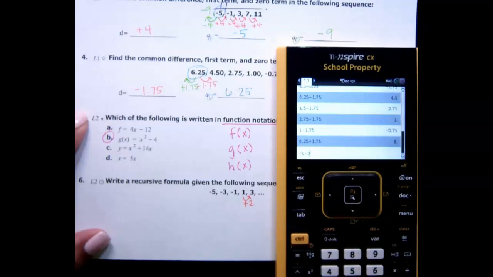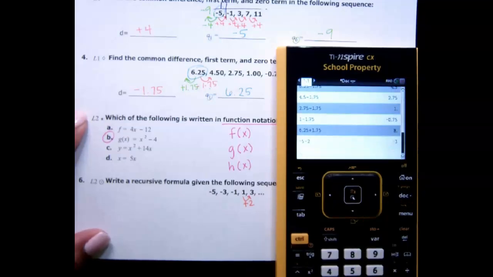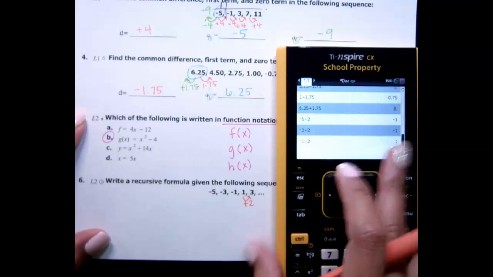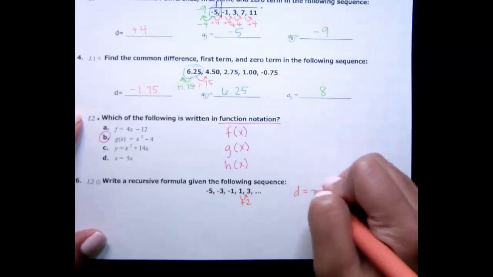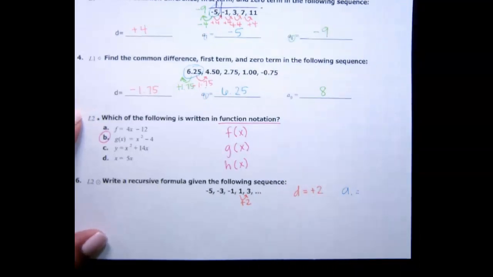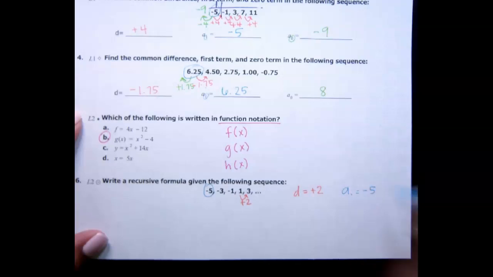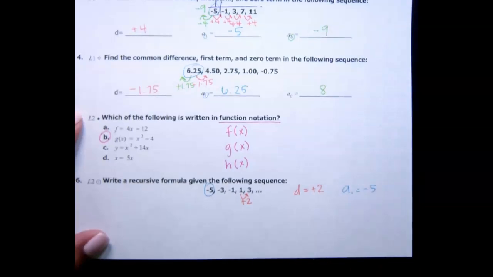Negative 5 plus 2 is negative 3. Negative 3 plus 2 is negative 1. Negative 1 plus 2 is positive 1. So use the positives if you have that option. If they're all negatives, then you're just going to have to figure it out. But if you have negatives and positives, use the positives and then check it with everything else. First term, negative 5.